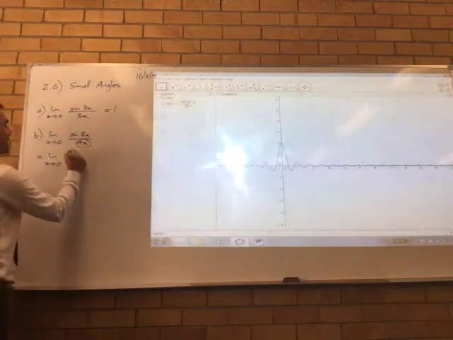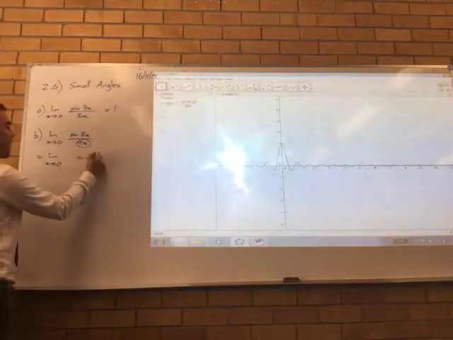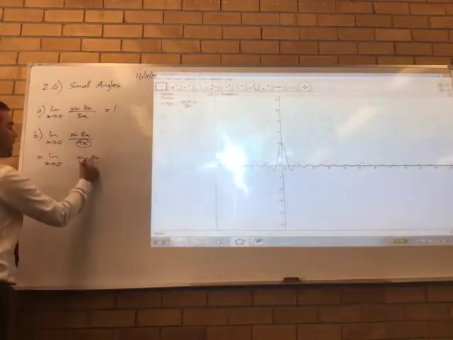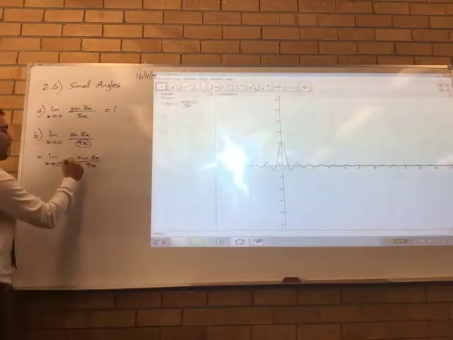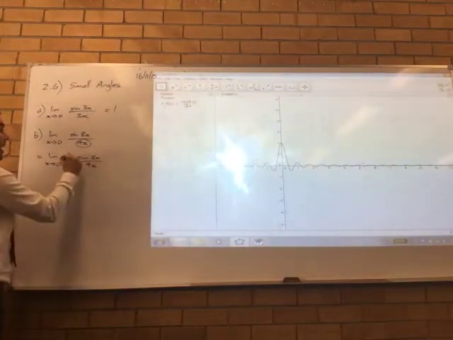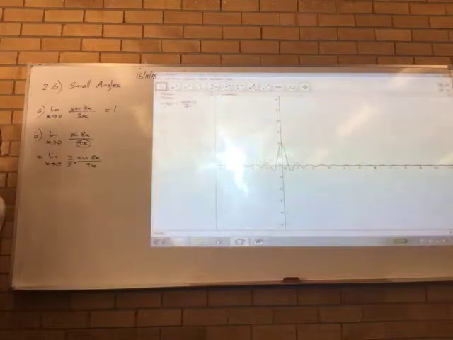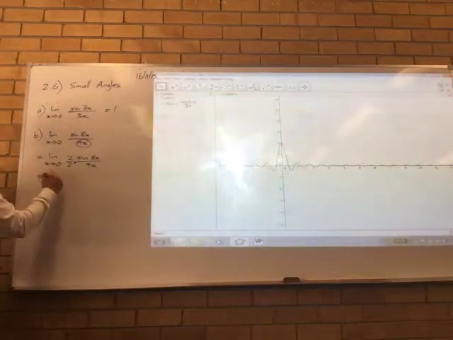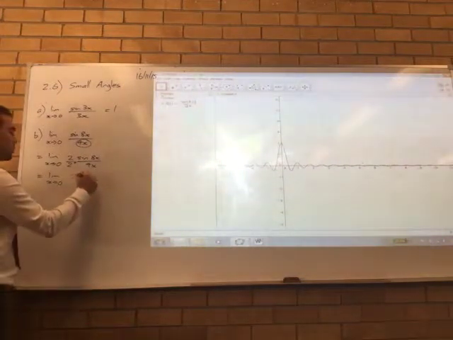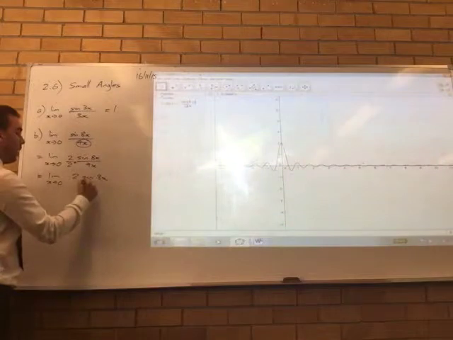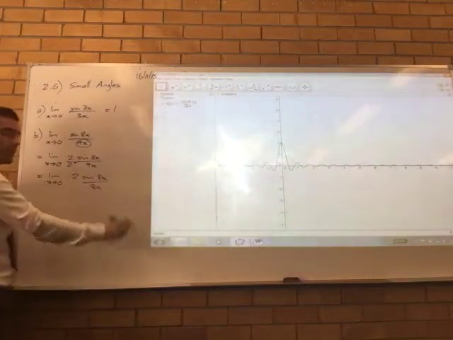Okay. Alright, so the limit of sine of 8x over 4x. So what can I do with 4x to get it to 8x? Times 2. Alright? So I'll do the same to the top. So it equals the limit as x approaches 0 of 2 sine of 8x over 8x.